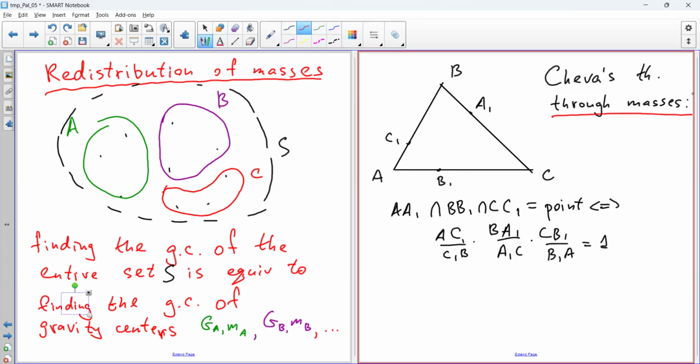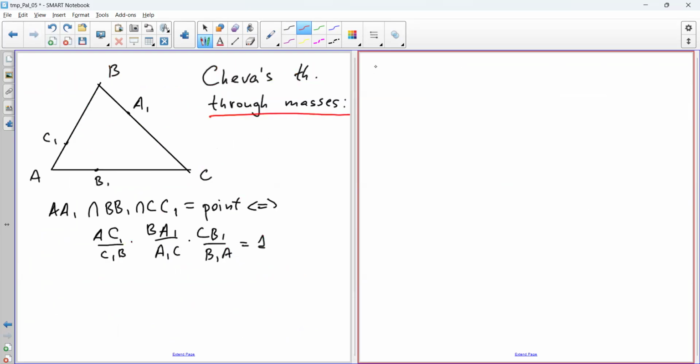What is the relation to masses? The relation to masses would be the following. So suppose, let's give a proper proof of this with usage of masses. First, let's prove the "then" part.